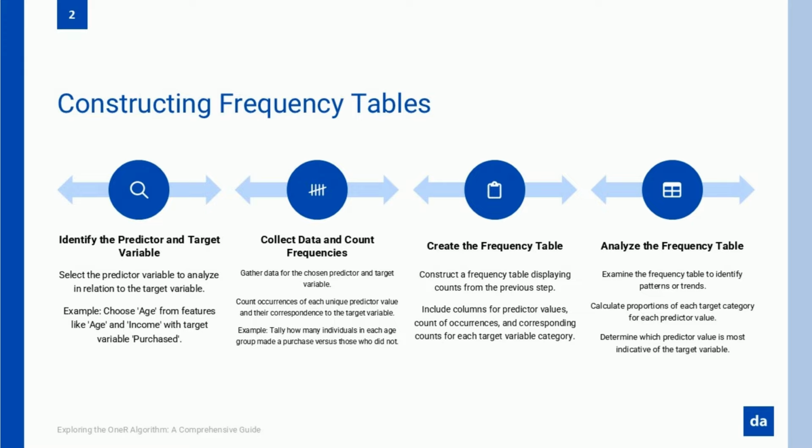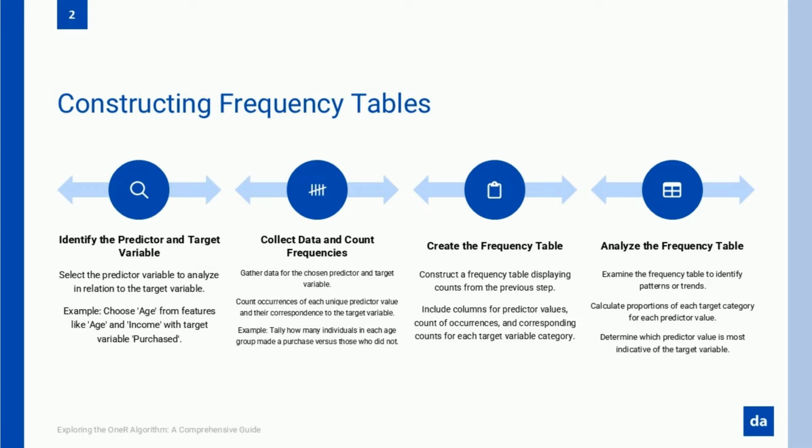Imagine you're analyzing customer purchase behavior, and you have features like age, income, and purchase history. Your target variable is whether or not they made a purchase. To get started, you select one predictor variable, say age, to explore its relationship with the target. Next, you collect data and tally up the frequencies. This involves counting how many times each unique value of the predictor corresponds to each possible outcome of the target. For example, how many customers aged 18-25 made a purchase versus those who didn't.